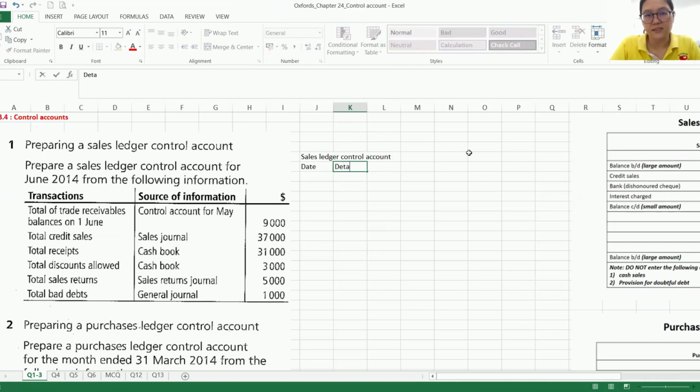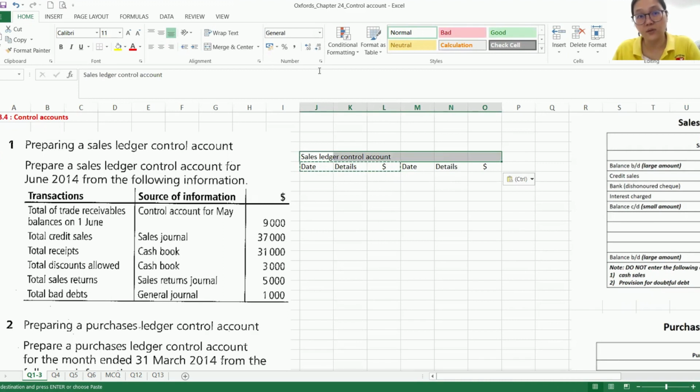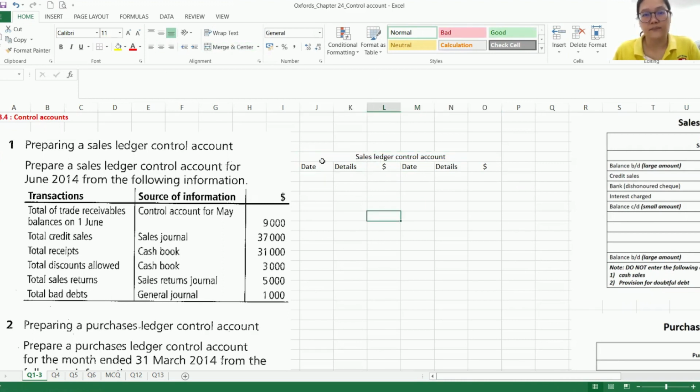Date, detail, and dollar sign. 3 columns as usual for the ledger. For the IG question, normally they require the date. So first of all, we prepare this for June. And they gave the opening, which is the balance on 1st June, control account for May, 9,000. So this one is the opening.